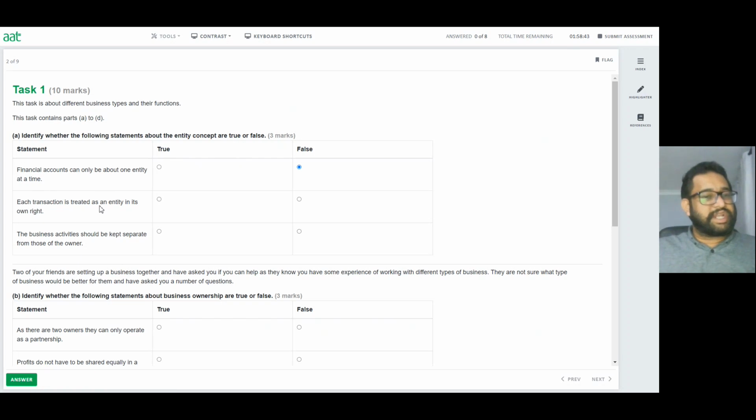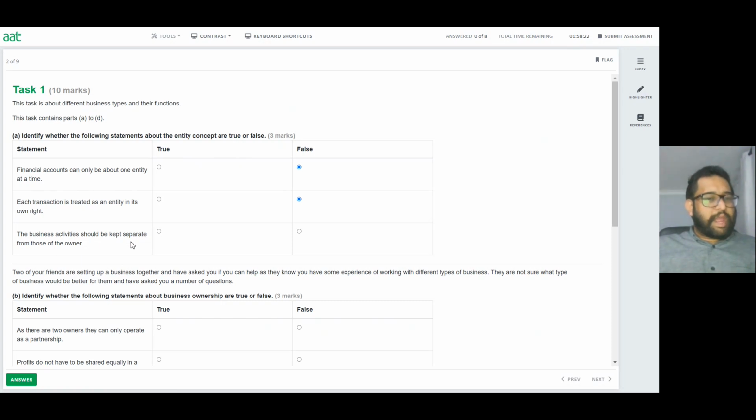Okay, then look at the next one here. Each transaction is treated as an entity in its own right. No. Transactions are not entities themselves. Entities are something you have to identify as a body, like a business. A transaction is not an entity itself. It's just a type of transaction within an entity. So that is wrong.